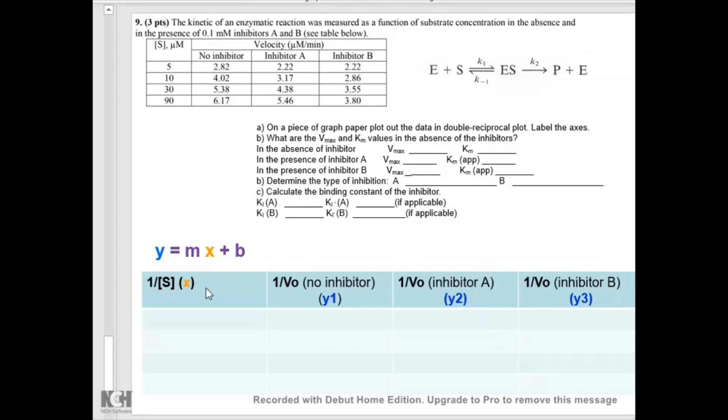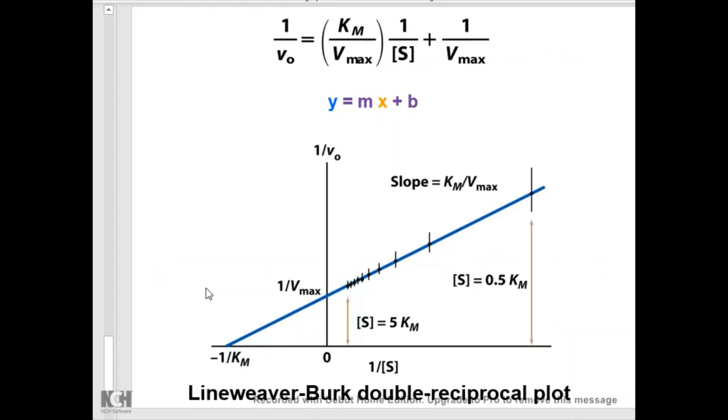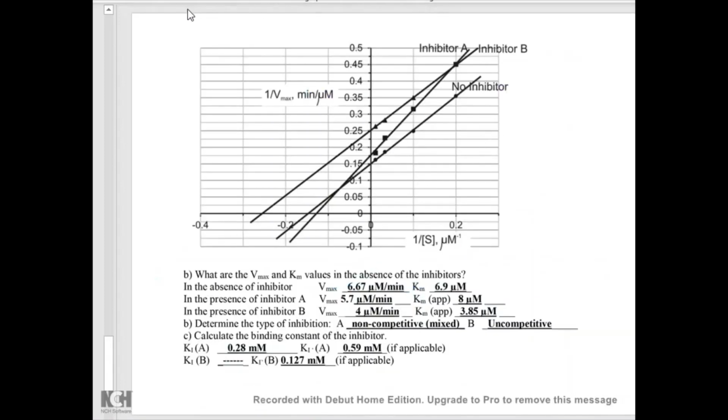Okay, so let me show you the answers. So this is the plot. Whenever you draw a plot, don't forget to label the axis. This is actually the first important step to do. So this is inverse initial velocity, and this is inverse substrate concentration. 3 lines: no inhibitor line, inhibitor A line, and inhibitor B line.